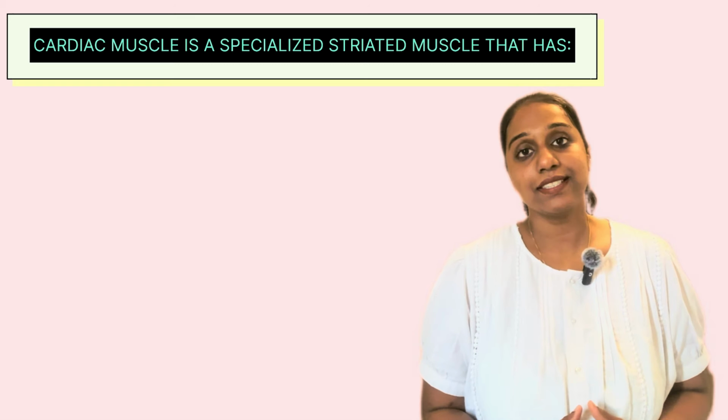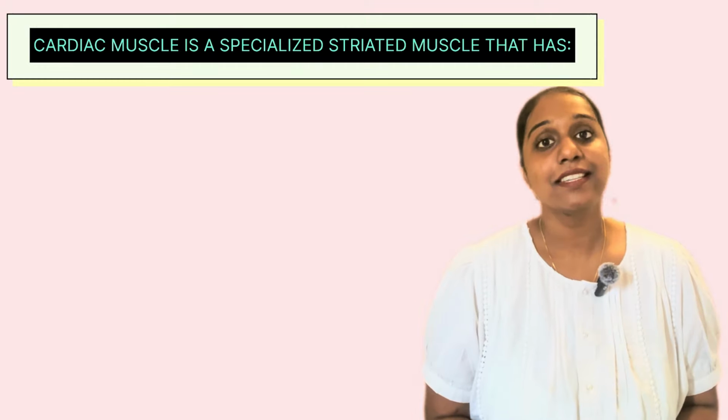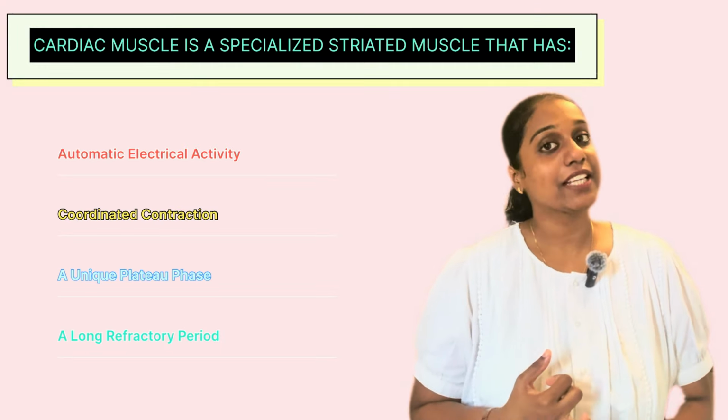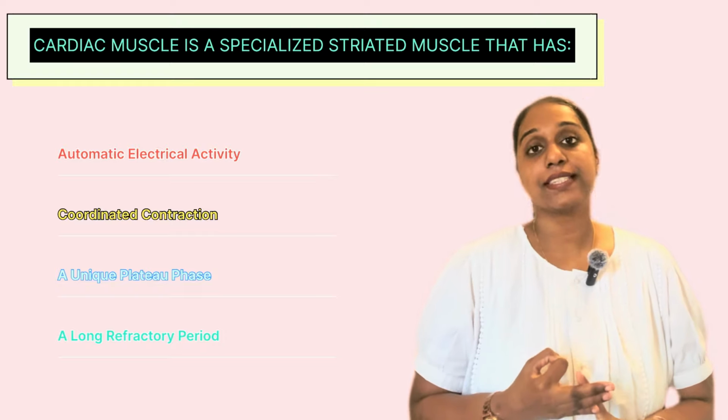To summarize, the cardiac muscle is a specialized striated muscle cell that has automatic electrical activity, coordinated contraction, a unique plateau phase, and a long refractory period.